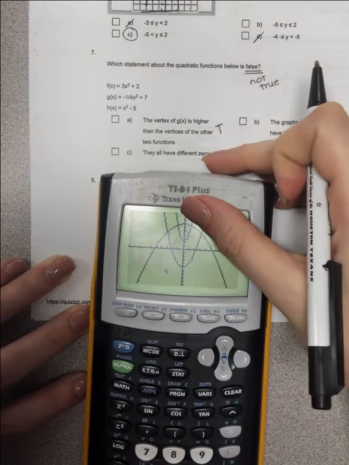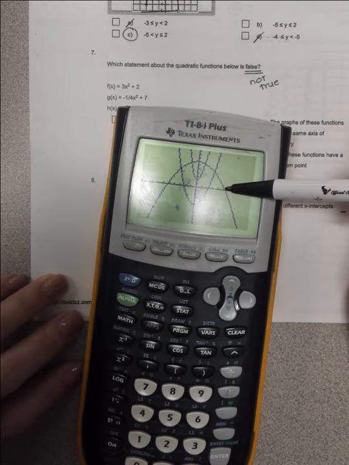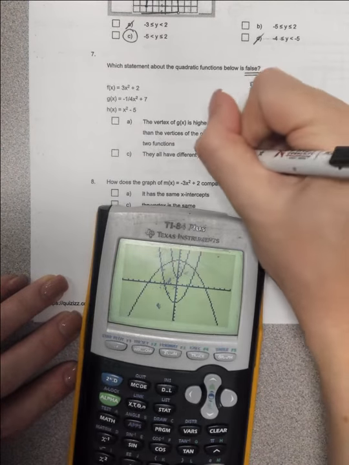All right, they all have different zeros. Zeros mean x-intercept. So there's one, there's one, there's one, there's one, and this one doesn't even have any zeros. So yes, they are all different, so that's true.